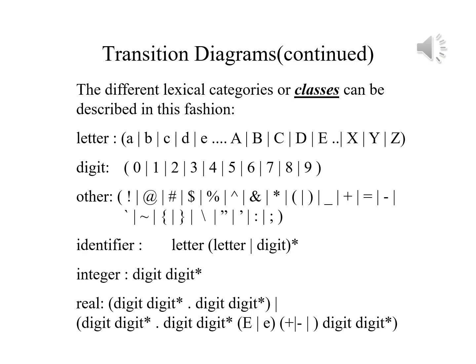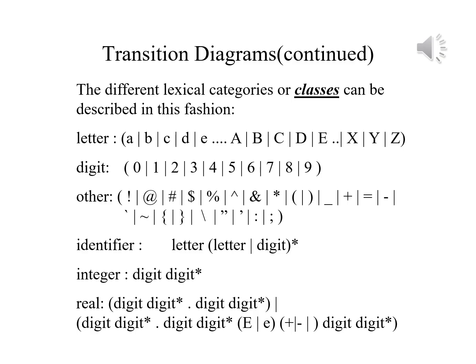This notation allows us to create lexical categories or classes. In this slide, you'll see that we create a class called letter that includes all 26 letters from A to Z in both lowercase and capital. We can include all 10 digits and a variety of punctuation that we might use in a programming language. We can define an identifier as a letter followed by 0 or more occurrences of a letter or digit.